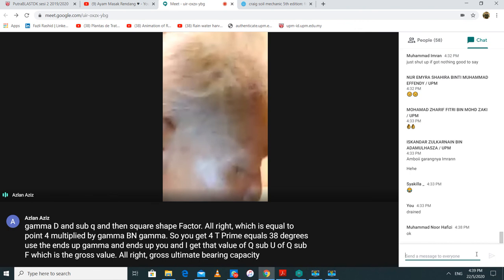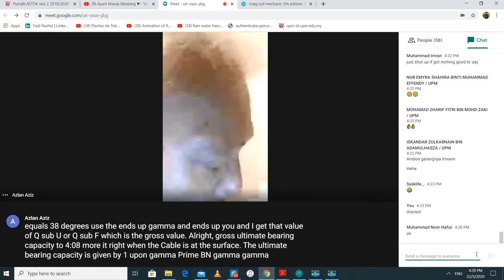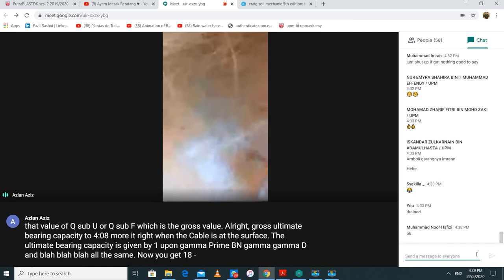2408. All right, when the water table is at the surface, the ultimate bearing capacity is given by 0.4 gamma prime B N gamma plus gamma D N_q, all the same. Now you get 18 minus 9.8. All right, so you get 10.2.